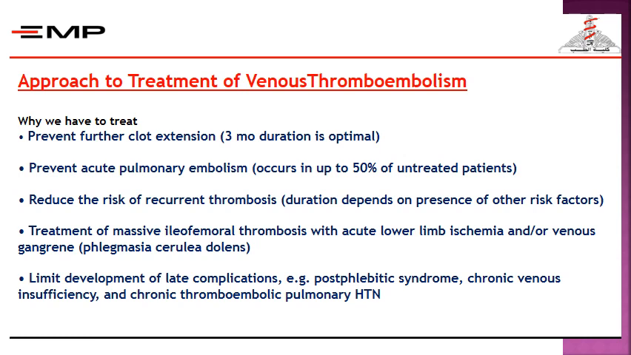It is a sequela of DVT, detachment of the thrombus which goes and lodges inside the blood vessels of the lung, causing a serious life-threatening condition called pulmonary embolism. Usually pulmonary embolism occurs in up to 50% of untreated patients. Also, we treat to reduce the risk of recurrence, to prevent recurrence. And this will depend on the presence of risk factors.